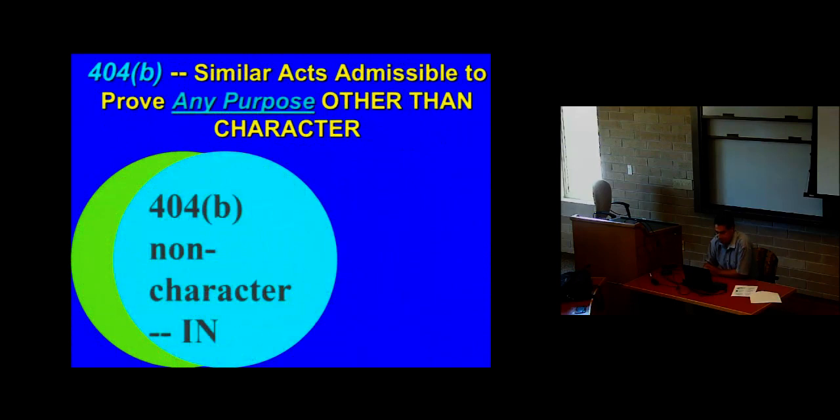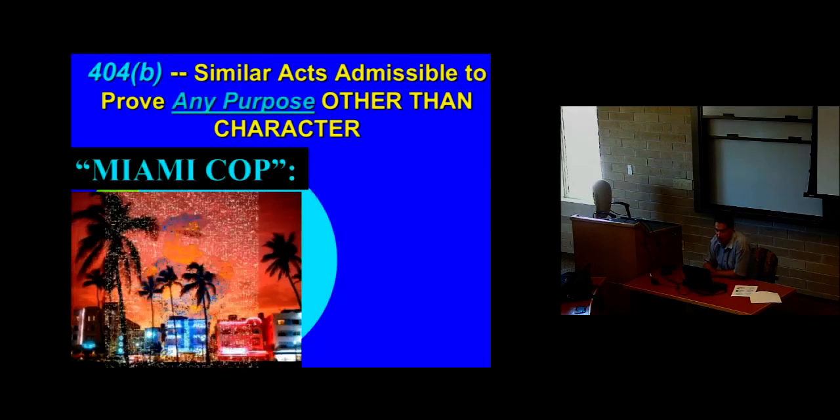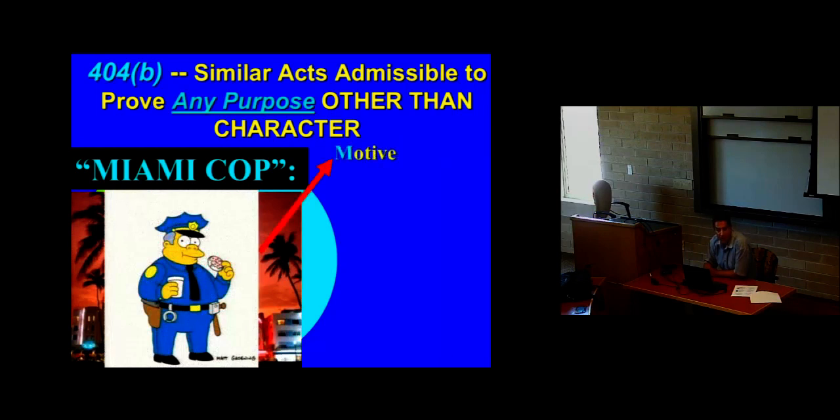Okay, now 404(b), again, when we're dealing with non-character, similar acts are admissible to prove any purpose other than character. Remember the mnemonic that I had given you, Miami Cop, and we can think of that like the M for motive. Let's say it's an assault of somebody, and we want to use the fact that they've assaulted this person in the past.